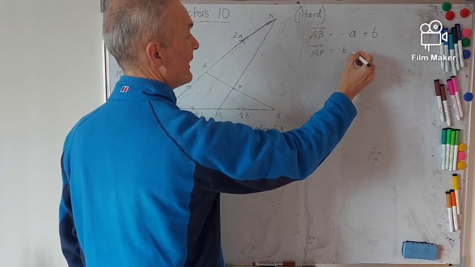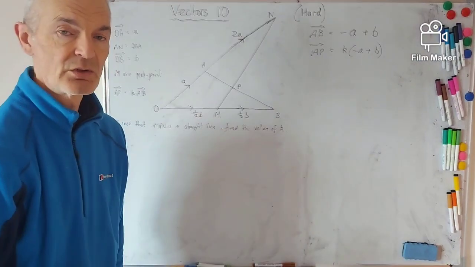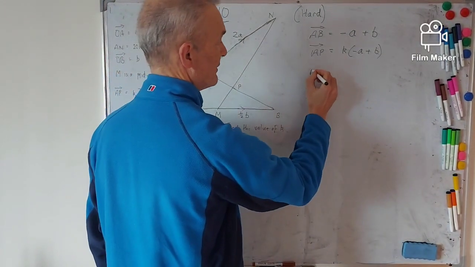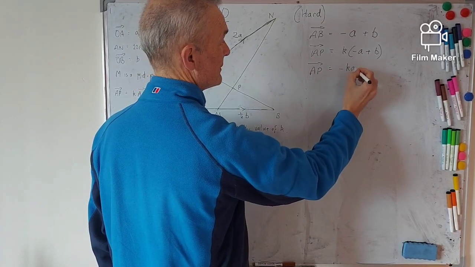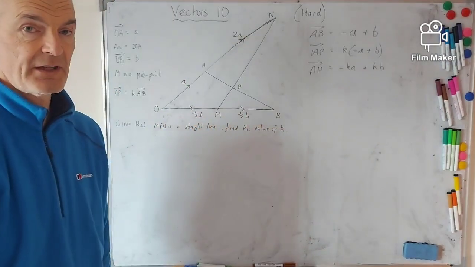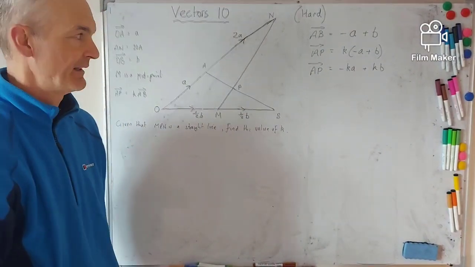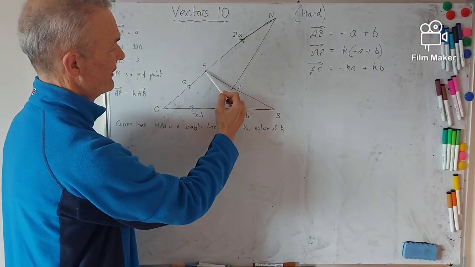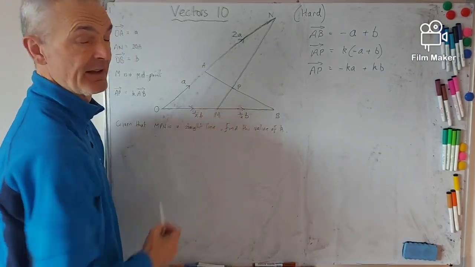So some fraction K of, like so. All I'm going to do now is just multiply that out to keep it simple. Okay, so we found AP in one way. We now need to find it in another way. So looking at the diagram, the easiest way to do this looks like to go from A up to N and back down to P here. That will get us that vector.